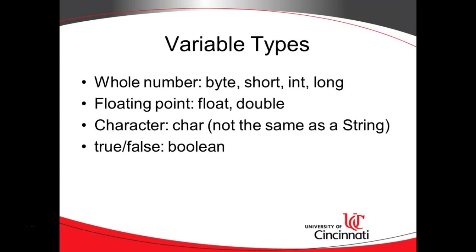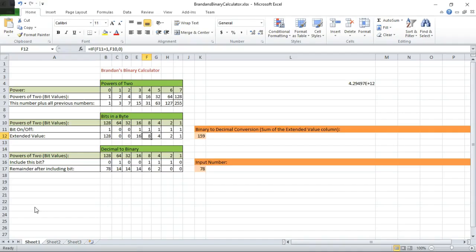In this video, we're going to look at variable types in Java. We've already looked at Brandon's binary calculator, and we know that we can convert a series of zeros and ones into a decimal-based number. So the example here is that I have the number 159. If I want to take that down to 150, I'll simply turn off the 8 and turn off the 1, and now we have the number 150.